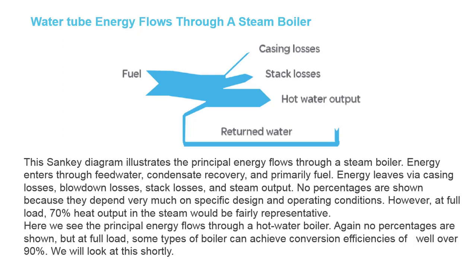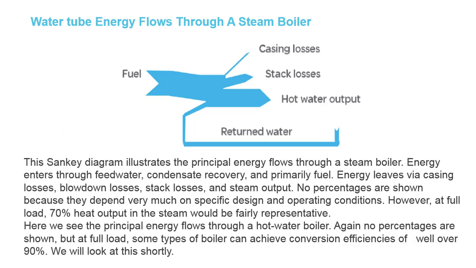The principal energy flow through a steam boiler is shown in this diagram. Energy enters through the feed water, condensate recovery and primary fuel. Energy leaves via casing losses, blowdown losses, stack losses and steam output. No percentages are shown here because they depend very much on the specific design and operating conditions.